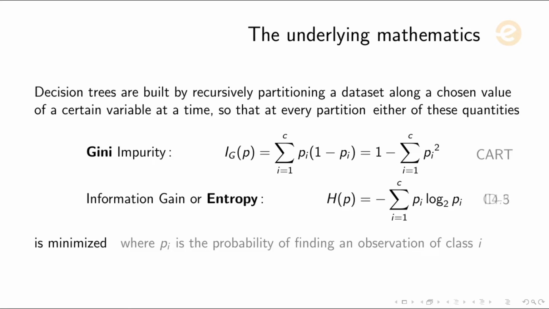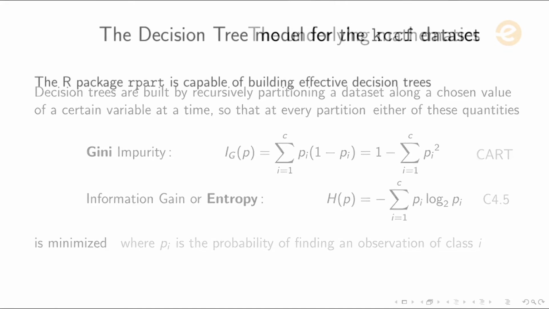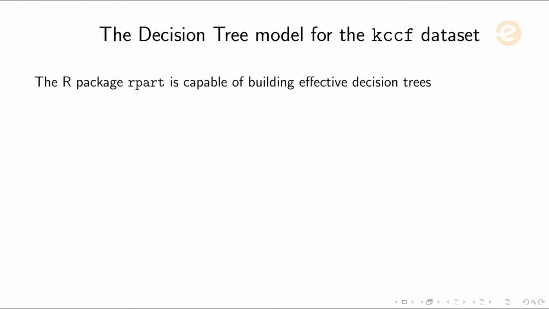Now, Gini impurity is mostly used in classification and regression trees, or CART, whereas entropy is used in ID3 or C4.5. We'll be using the Gini impurity and particularly the CART algorithm for our case, and we'll use the rpart library from the R ecosystem to build our decision trees. And rpart gives very good trees in feasible time and with acceptable accuracy.